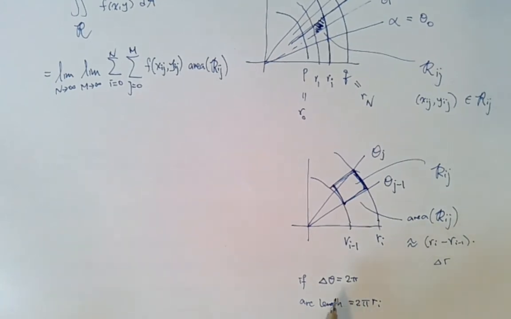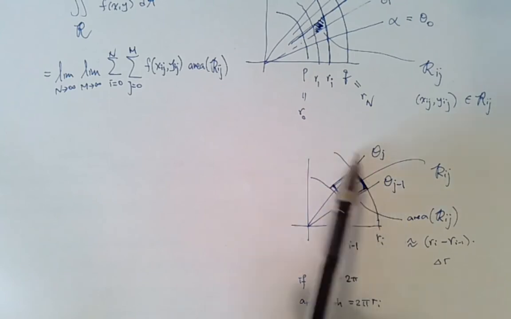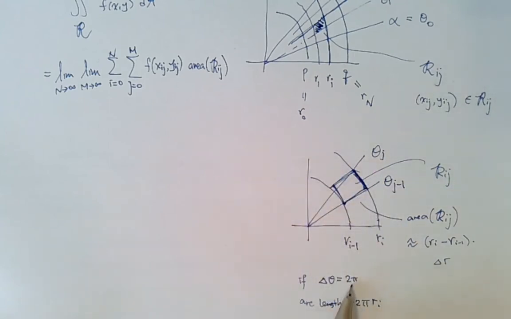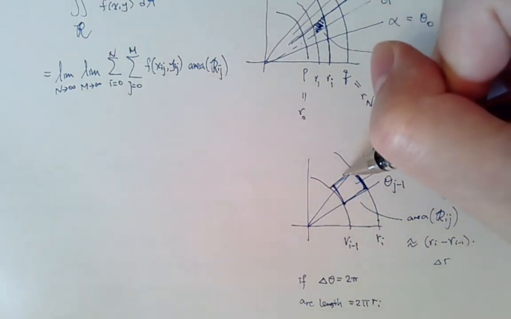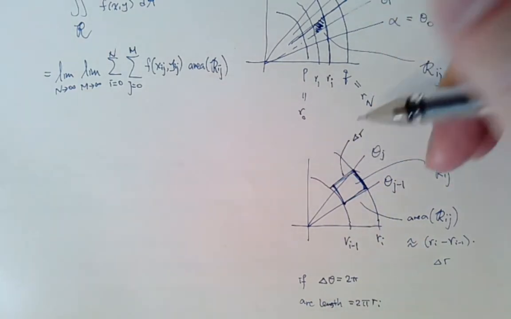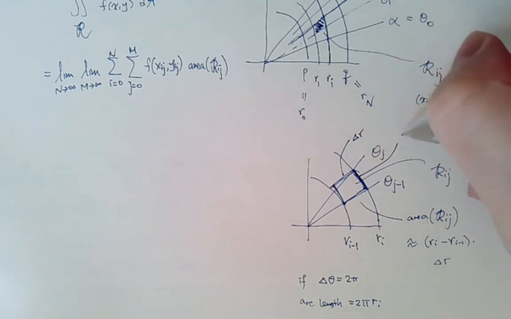So what if delta theta is pi? If we only go halfway, then the arc length would be pi r sub i. Yeah, we only go halfway. What if it's pi over 2? Then it will have pi over 2 here times r sub i. In general, it's delta theta times r sub i. That's the length here. So here, this length is delta r, but this length is r sub i times delta theta.